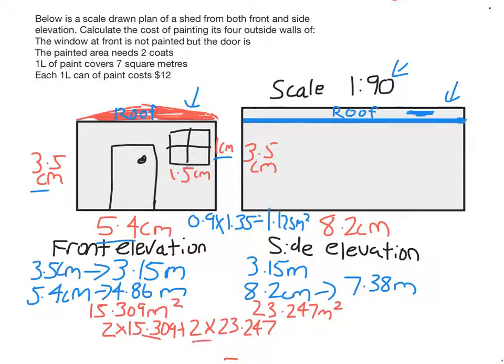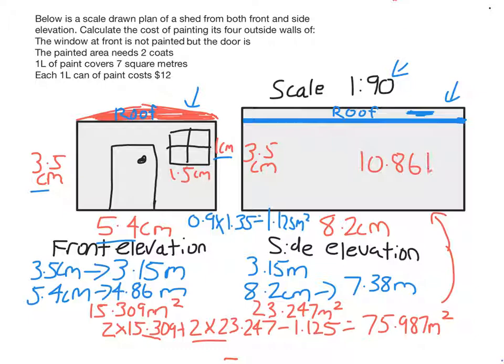So the total area that needs to be painted is the 2 lots of the front, which I have here, 2 lots of the side, but I need to minus the area of the window. So I need 75.987 square meters painted. So I'm told that 1 litre of paint covers 7 square meters. So I'm just going to divide that by 7, and I need 10.86 litres. So I've rounded that to 2 decimal places.